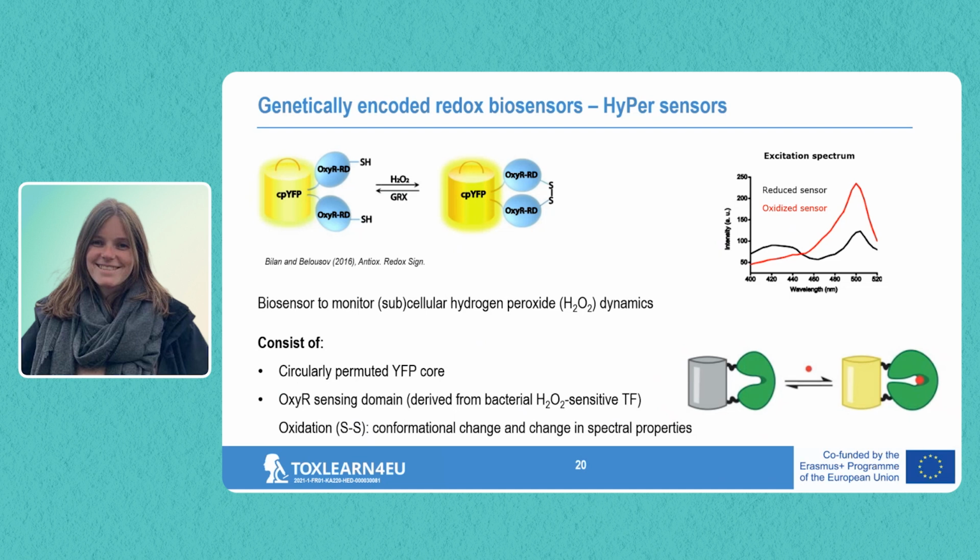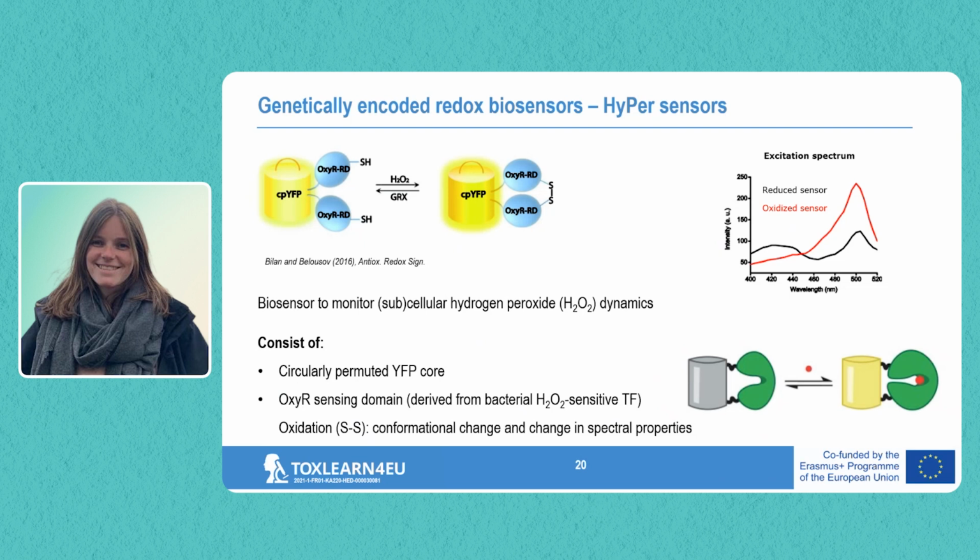Now, how do we make it specific for hydrogen peroxide? Well, that's by coupling it to this part here. And this is called the OxyR sensing domain. And this is a part that they took from a transcription factor that's present in bacteria and that they know is very responsive to hydrogen peroxide.